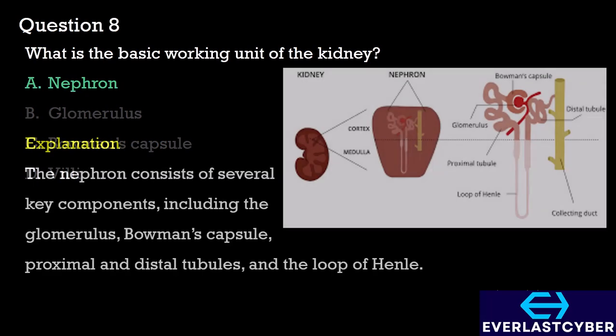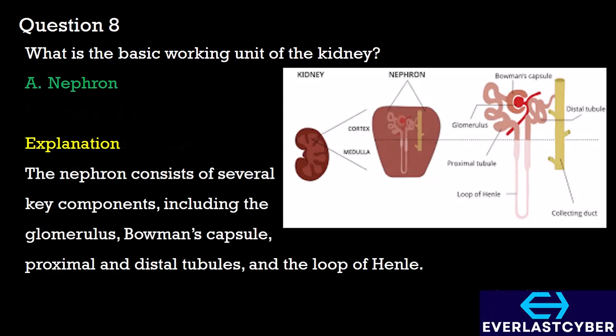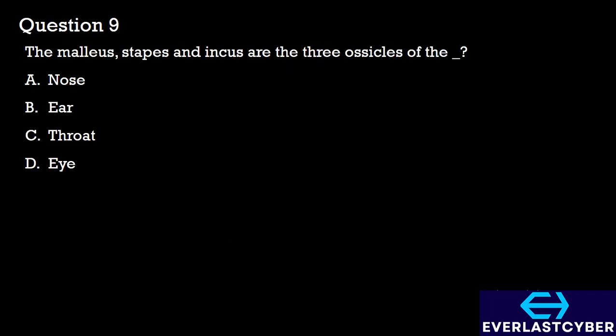So looking at the options we have, our answer is option A, the nephron. That is the basic working unit of the kidney because it contains the other options. Inside the nephron we have the glomerulus, the Bowman's capsule, the proximal and distal tubules, and the loop of Henle.